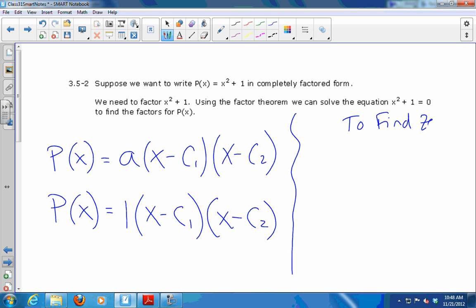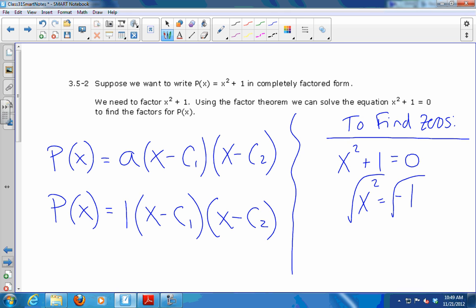To find zeros, you set something to 0. Yep, you set the whole polynomial equal to 0. X squared plus 1 equals 0, and you solve. That's how we find zeros. You set the polynomial equal to 0 and solve. So to solve this thing, I would do, well, x squared equals -1, and then square root, uh-oh. What's the square root of -1?